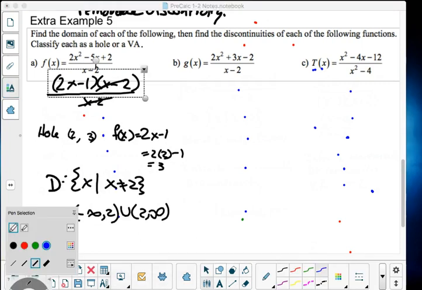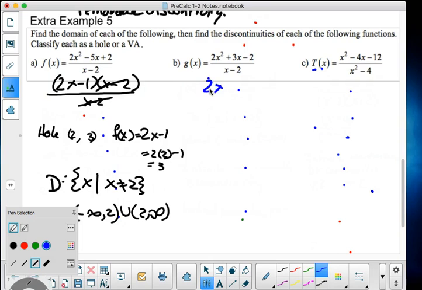Okay, so when I do this, keep in mind I've got to factor. So I've got 2x, x, and it's going to be 2, 1. That's going to be positive, this is negative, and this is x minus 2. So right now I know I do not have a removable discontinuity, because the factors are not the same in the numerator and denominator. I do, however, have an infinite discontinuity, which is a vertical asymptote.